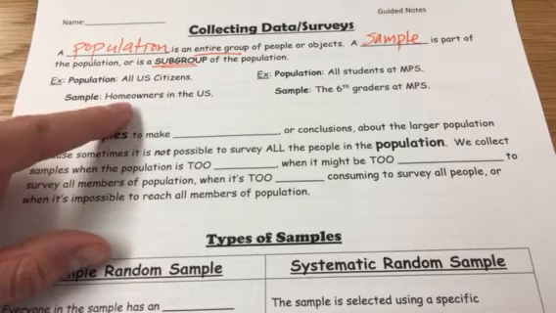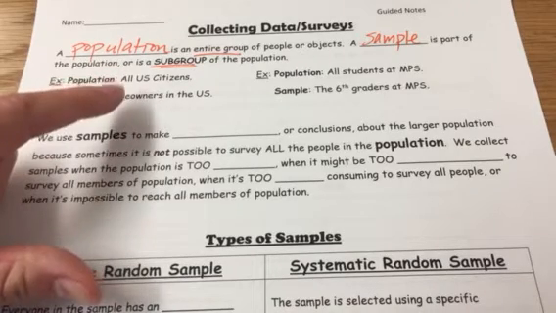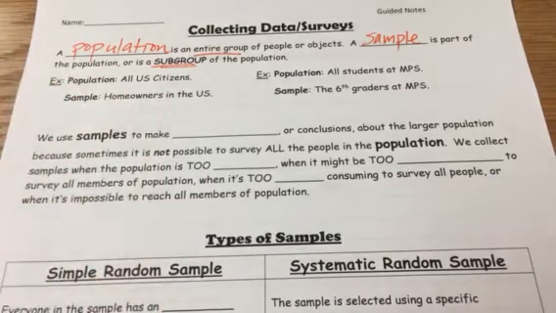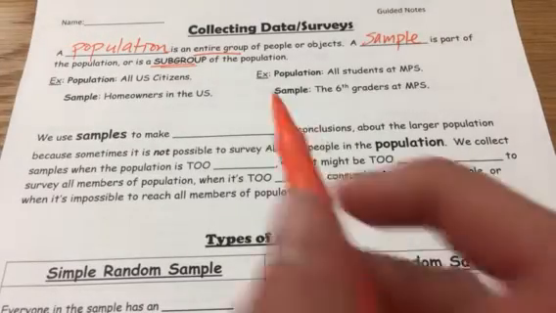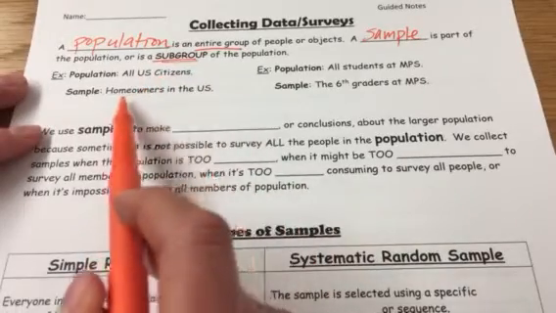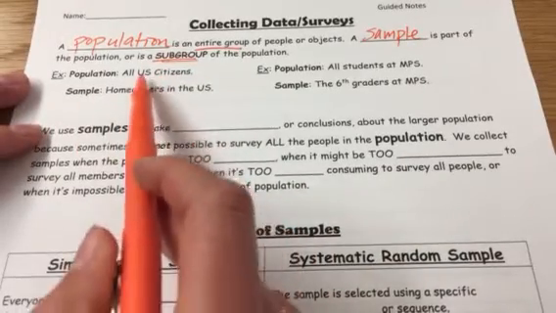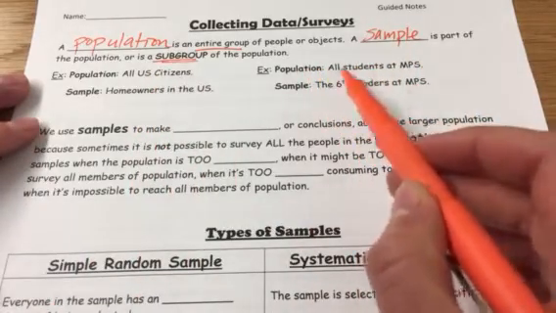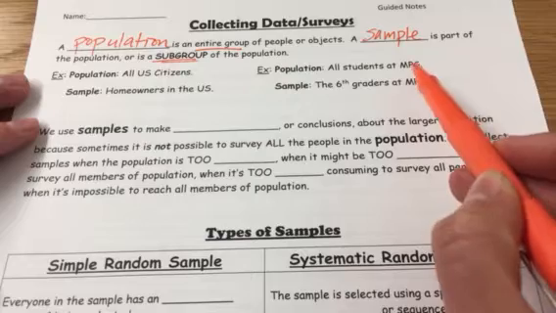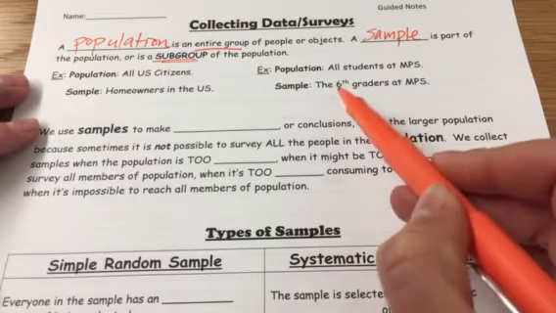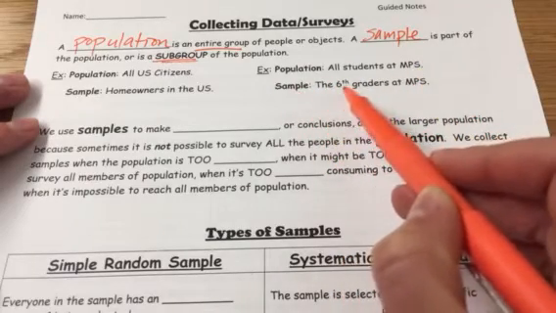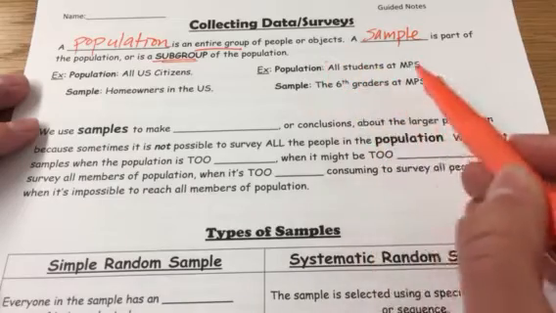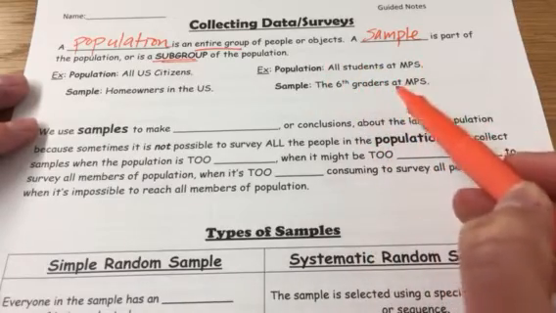But then we could narrow it down, and we could look at just the homeowners in the United States. So let's say we want to know how many people own a house that costs more than $200,000. We would survey all of the homeowners in the U.S., who aren't all of the people in the U.S. They're just one subgroup of all of the people in the U.S. Similarly, we could take a look at all of the students at Mason Prep. And if we just wanted to survey the sixth graders, that would just be a sample. That's one subgroup of all of the students of Mason Prep. You guys make just one little part of Mason Prep.